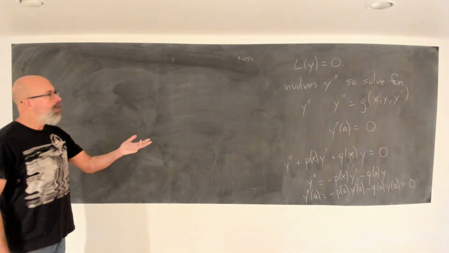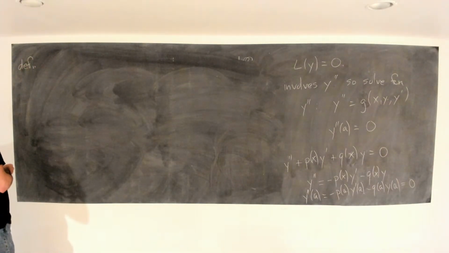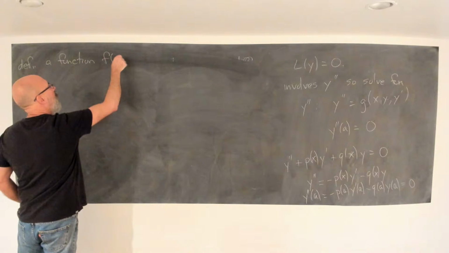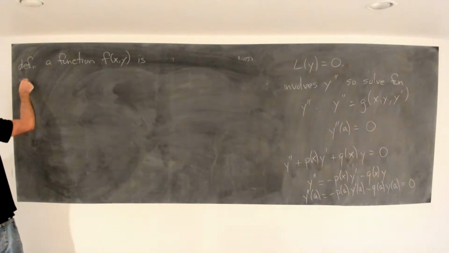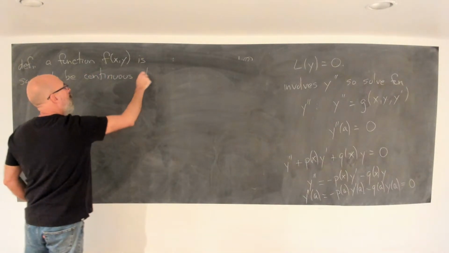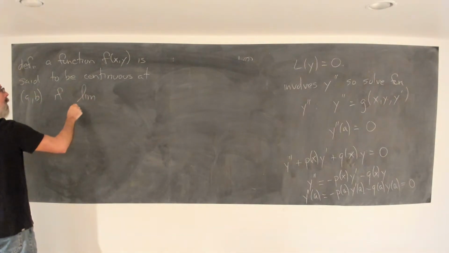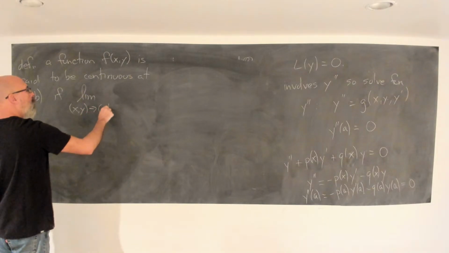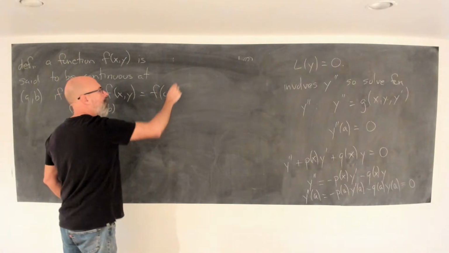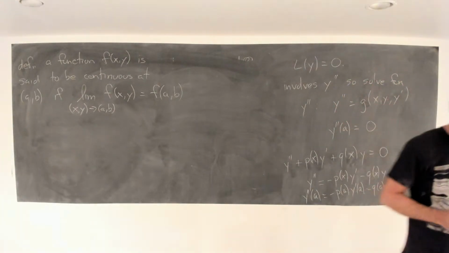Right, so after limits, what do we do? Well, continuity, definition. A function f of x y is said to be continuous at the point A B if the limit as x y goes to A B exists and is f of A B. So exactly the same definition as in the one-dimensional case.